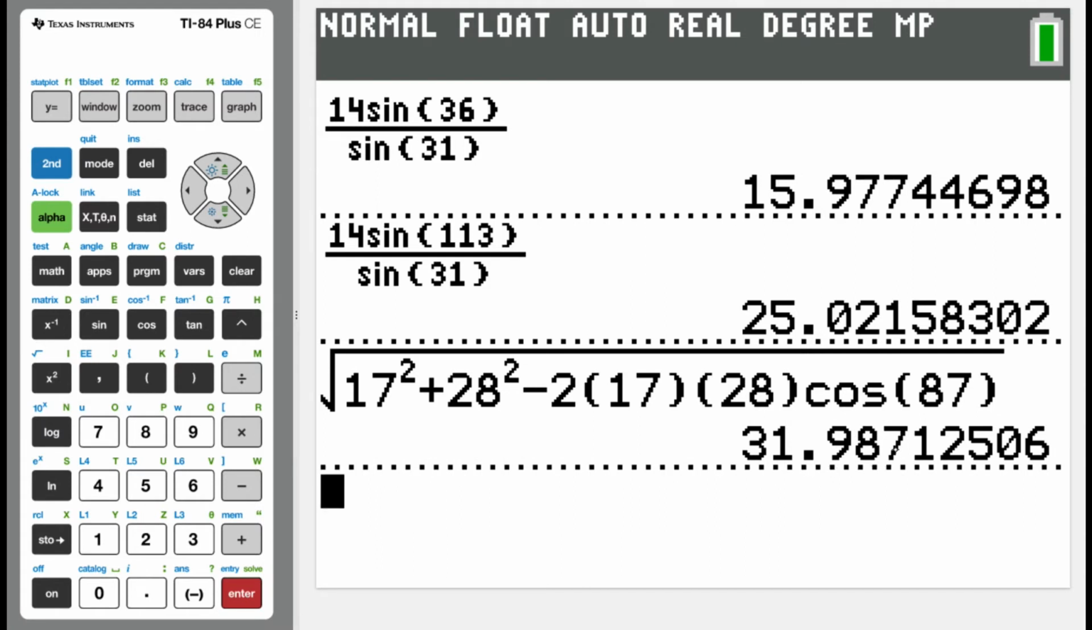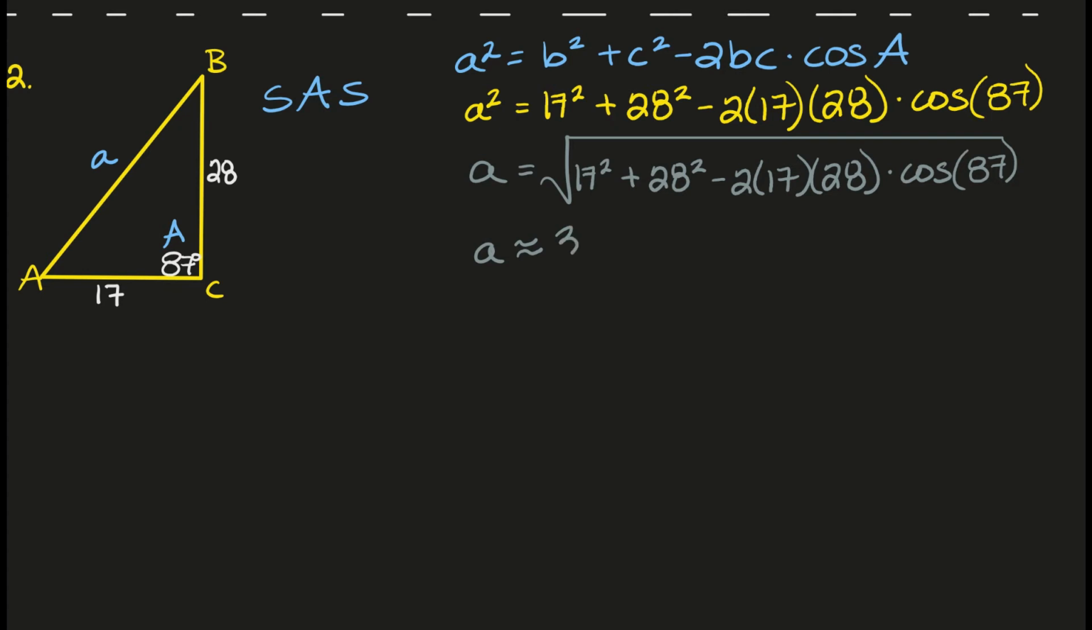31.987. So again, this is very, very close, if we're rounding to the nearest tenth, to go ahead and say 32. So I can erase this, and I know this leg measure here is going to be 32.